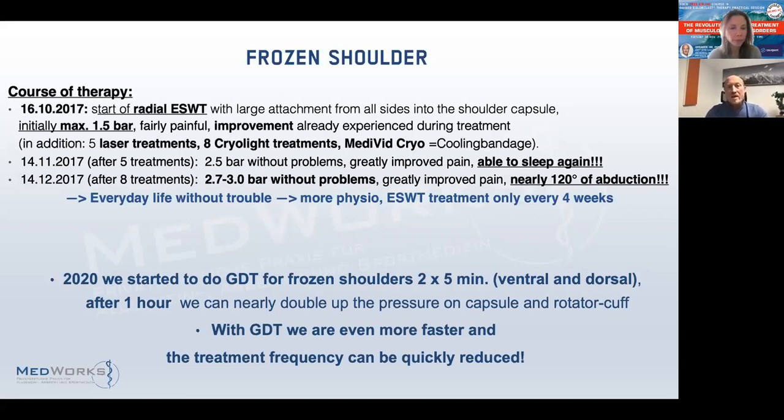After 8 treatments, she had an abduction of 120 degrees. From 10 degrees to 120 in 8 treatments, which means 8 weeks in this example, and we could use 3.0 bar without any problem in the shoulder. If you can do this, normally the treatment is at its end. And that's what we did. In 2020, we started to use GTD for it, 2 5-minute programs from ventral and from dorsal. Then we can double up the pressure normally, and it gets better even faster, and it's more long lasting.